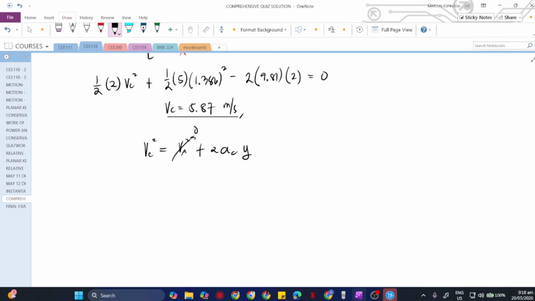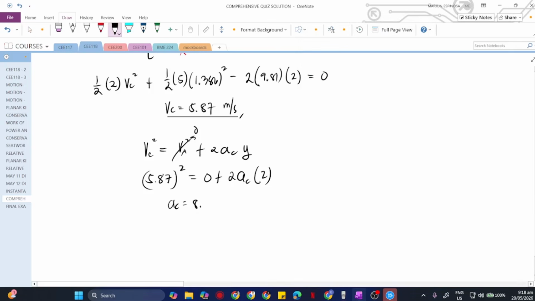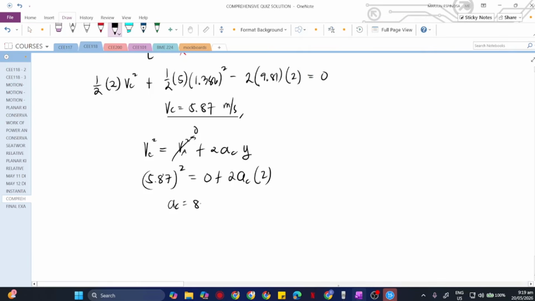So since this one is just simply equivalent to 0, so this one is 5.87 squared equivalent to 0 plus 2 AC, yung hinahanap natin, and yung Y natin equivalent to 2. So that is basically 5.87 square, divide natin by 2 times 2, magiging 4 yan. So yung AC natin would be equivalent to 8.61 meter per second squared. So yan yung sagot natin for this problem.